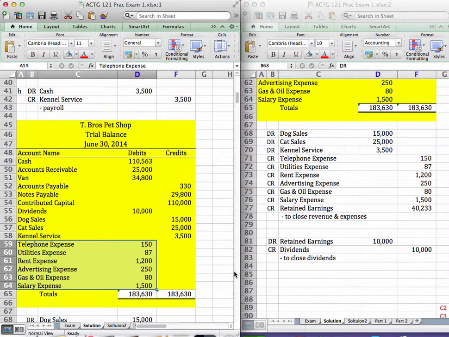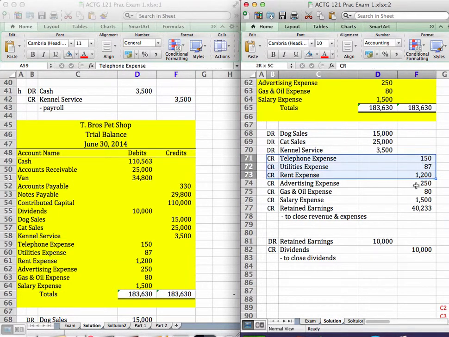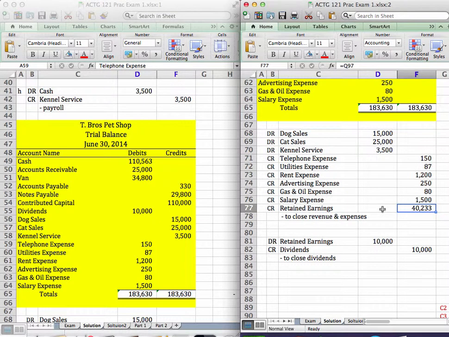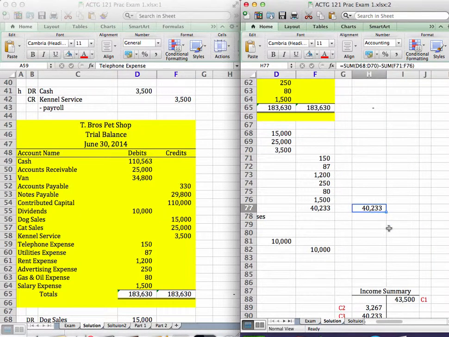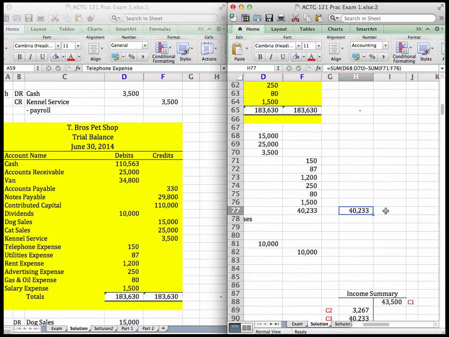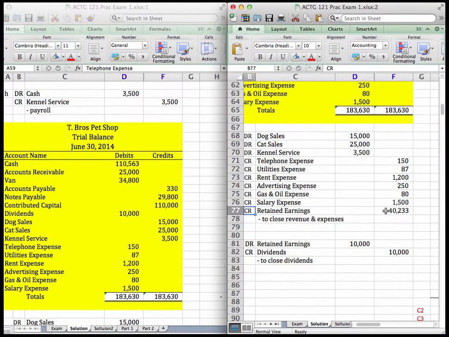So as you can see, normally the expenses have a debit balance. Therefore, to close them, you would have to establish credit balances for both of these. So we have our revenue that we're closing, our expenses that we're closing, and the difference between the two, the difference between your debits and credits, will be put into retained earnings. This is a check figure that I have to make certain everything is adding up.